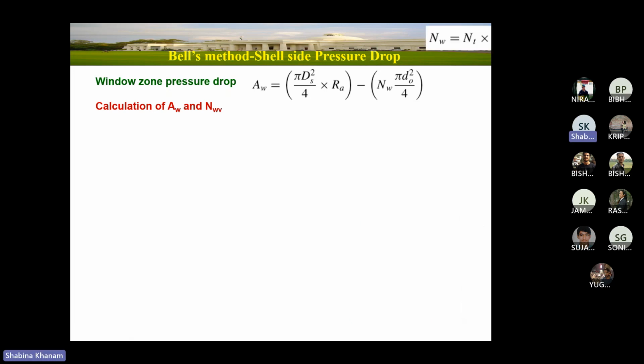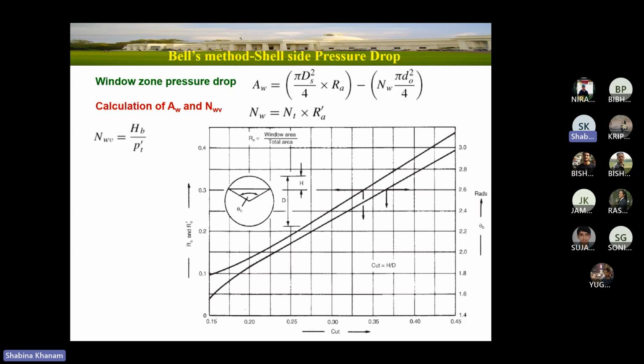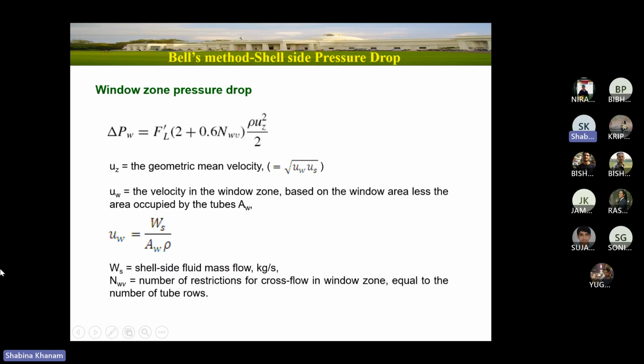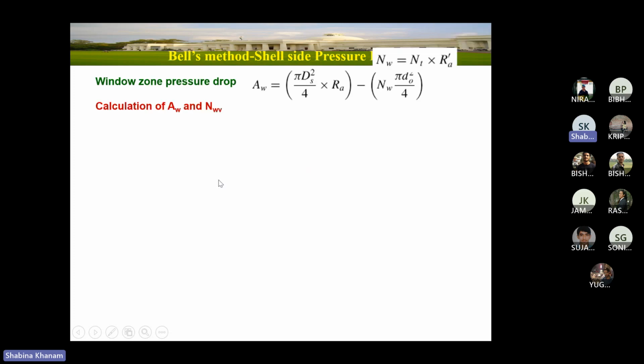So once I have this NWV and AW, we can find out UW, and we can find out the pressure drop in the window zone. UZ we have already seen how to find.